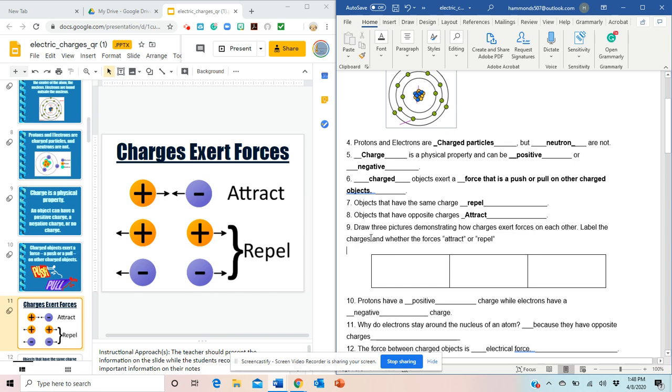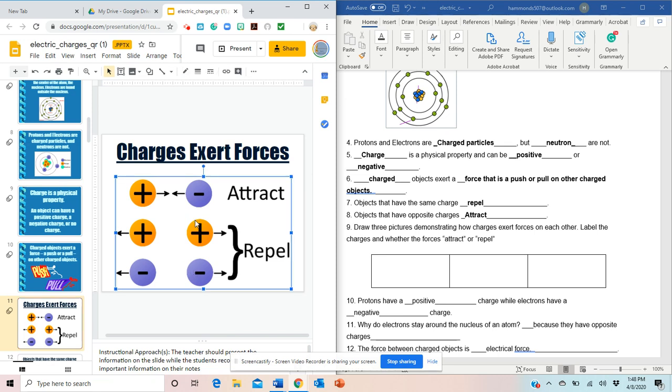For number 9, you're asked to draw 3 pictures demonstrating how charges exert force on each other, and then label those charges and whether the forces are attracting or repelling. So in each one of these 3 boxes, typically what I would do is go to the PowerPoint, click on the image and then transport it into the Word document. But because it's one entire picture, it may not allow you to do that. So if your number 9 is not completed, that's okay.